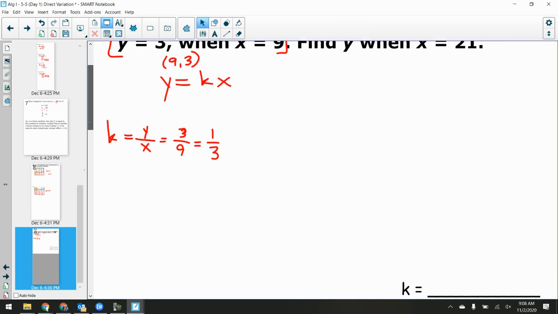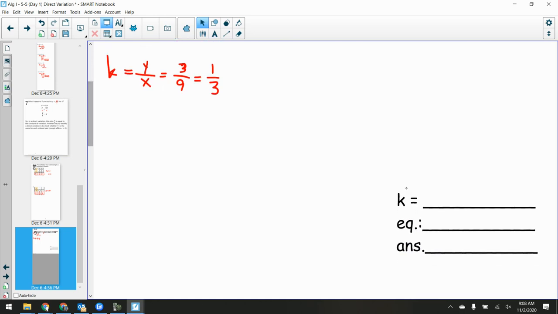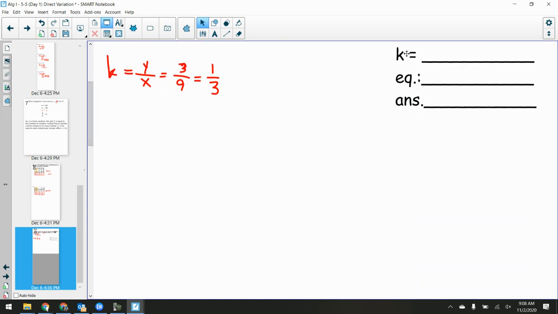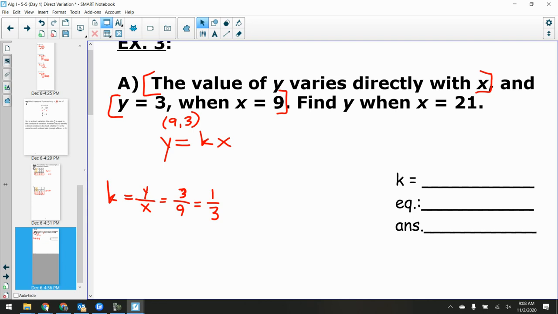On the test, I'm actually going to show you exactly what the blanks are going to look like. If you want to write those in for yourself, that might be a good idea. I will ask you, what is the k value? What is the equation? And what is the answer? Okay, we just showed the work for finding the k value. So on the top line, you would write 1/3.